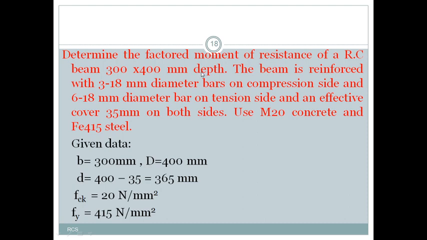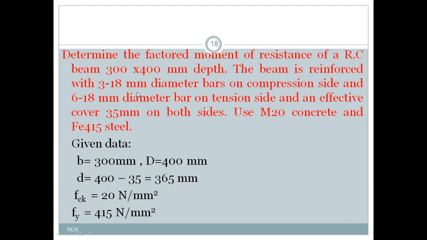He simply said depth means the overall depth, right? Now the beam is reinforced with 3 bars of 18 mm diameter on the compression side and 6 bars of 18 mm diameter on the tension side, and the effective cover is 35 mm on both sides. So use M20 concrete and Fe415 steel.